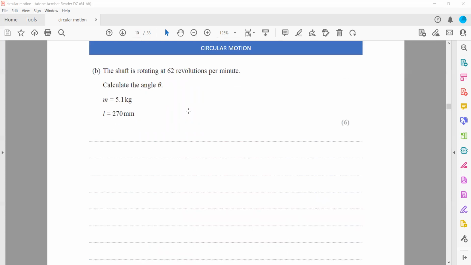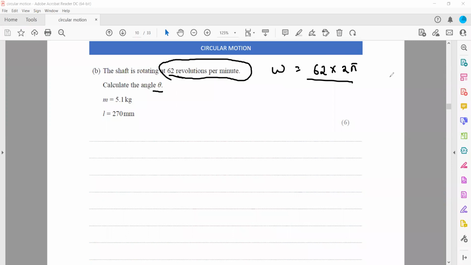The shaft rotates at 65 revolutions per minute. We have to calculate the theta. 65 revolutions per minute, so that is omega. But this we have to convert into radians per second. So how to convert revolutions into radians? We will multiply by 2 pi.